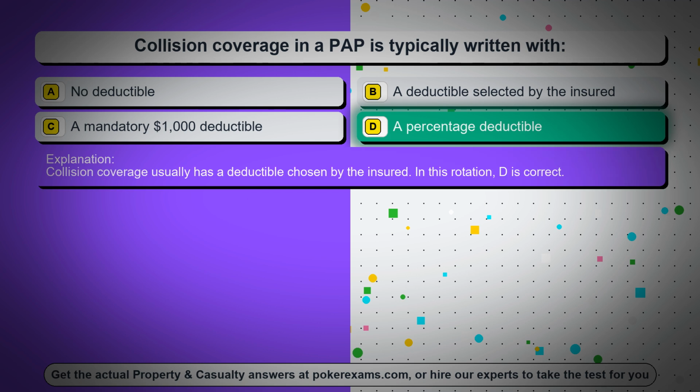Collision coverage usually has a deductible chosen by the insured. In this rotation, D is correct.